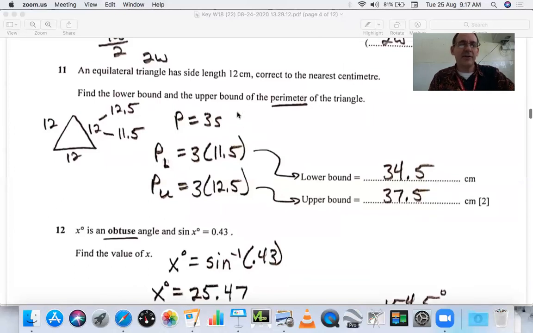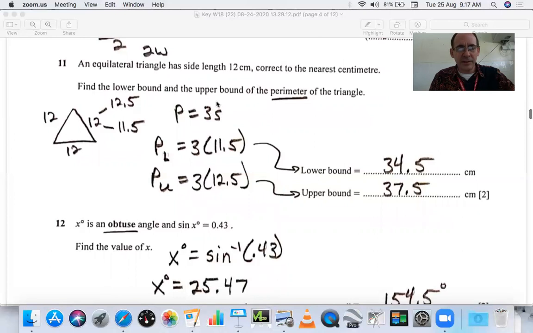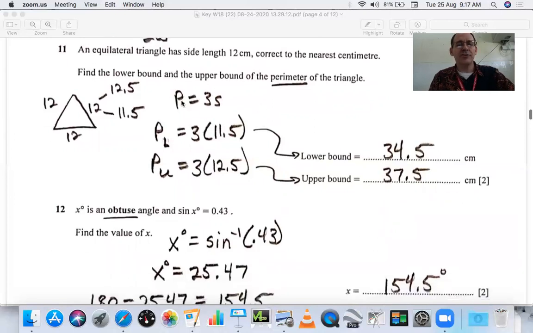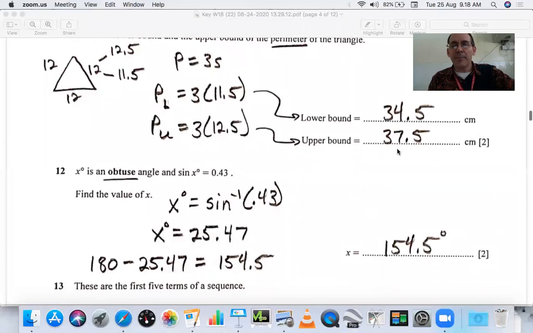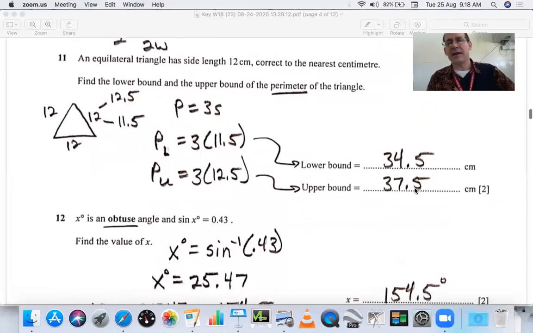Then the second layer deals with the formula itself, and we want to get the maximum or minimum bound for the formula. Our perimeter for the lower bound is of course going to use the lower value. So 3 times 11.5 is 34.5. That is our lower bound for the perimeter. Then the upper bound for the perimeter uses the higher value. 3 times 12.5 gives you an upper bound of 37.5 centimeters.